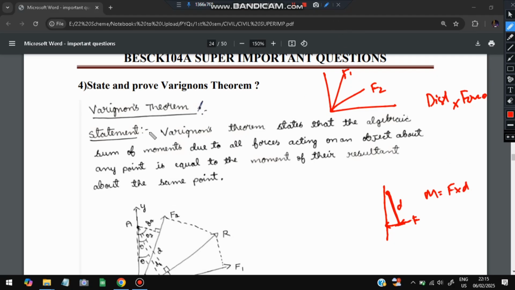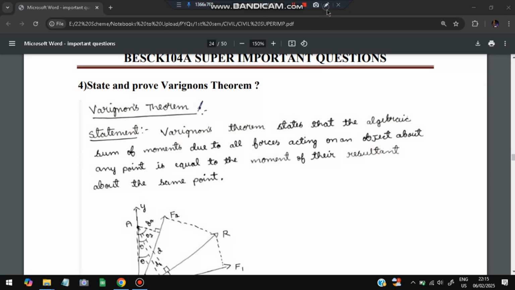So in this case, what we will be considering is two forces, F1 and F2, and the resultant force will be R. Now what this theorem says is that the moment of F1 plus the moment of F2 is equal to the moment of R. That is the thing which we have to prove.